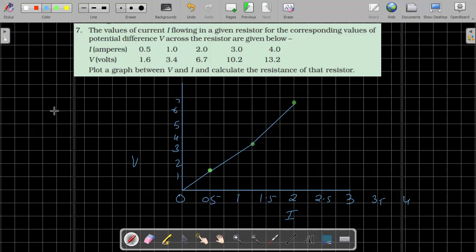Okay, can anyone tell me what will be the value of resistance? Three point two. How much? 3.2. Okay. Anyone else got the answer? Sir, I got the same answer. Okay.